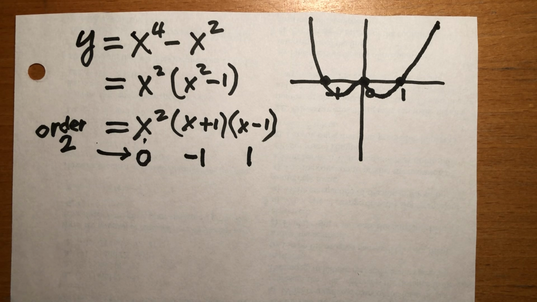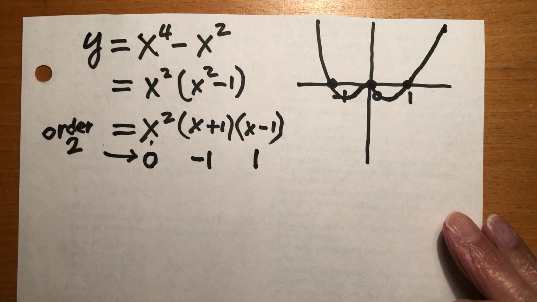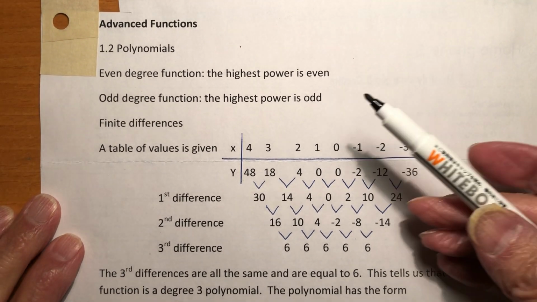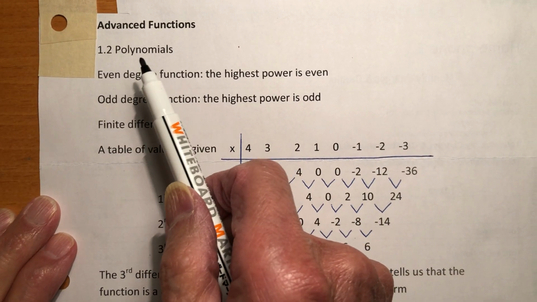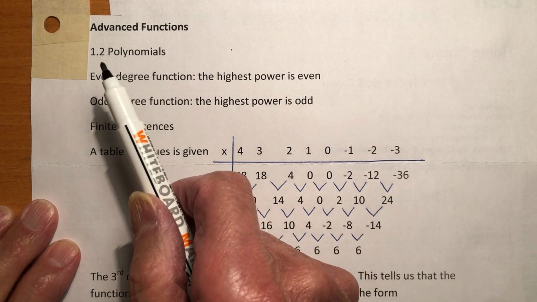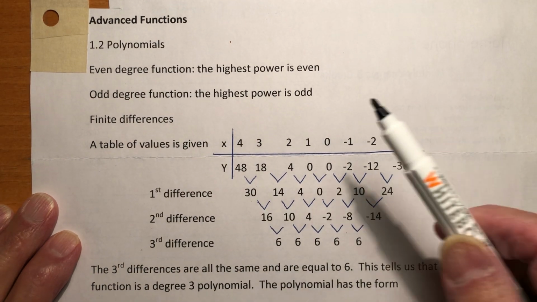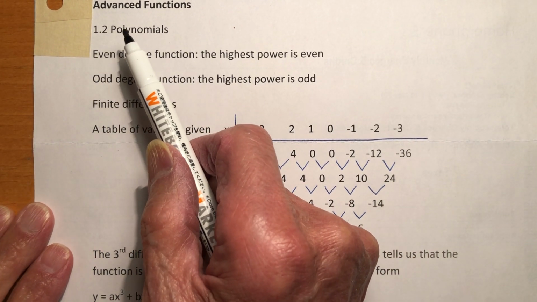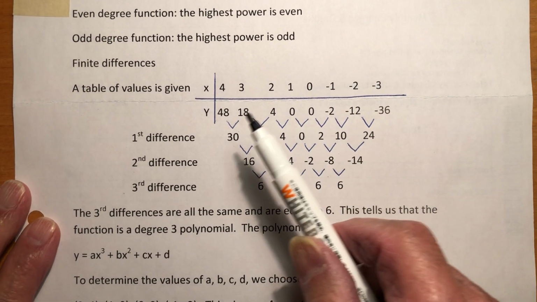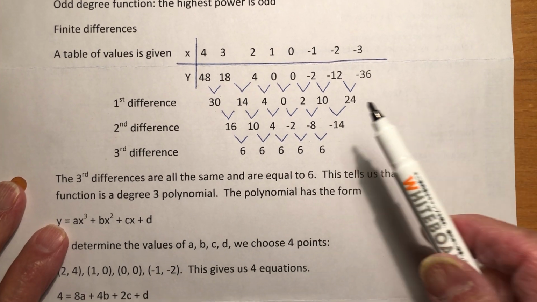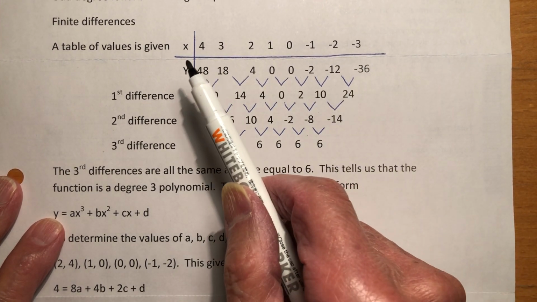For this part, I have a written page. Actually, what I'm talking about is in the textbook Advanced Functions. So this is 1.2, Polynomial. Now, the table of values is given. I write the table of values in this way.